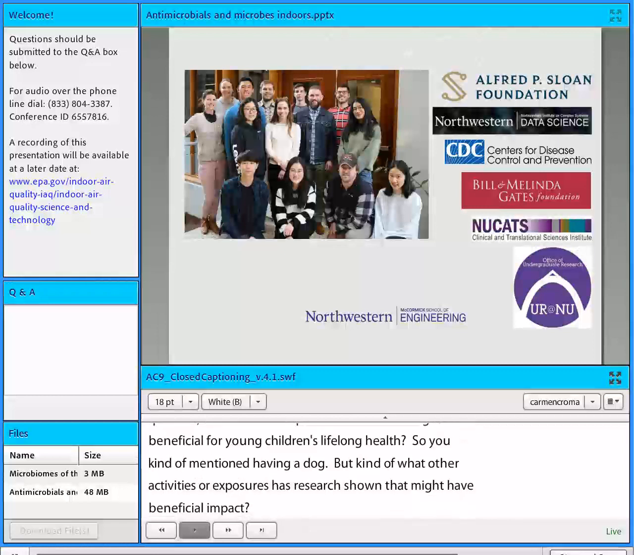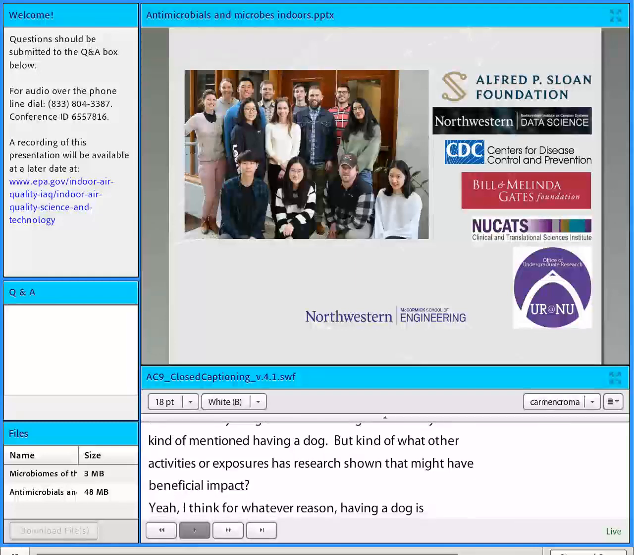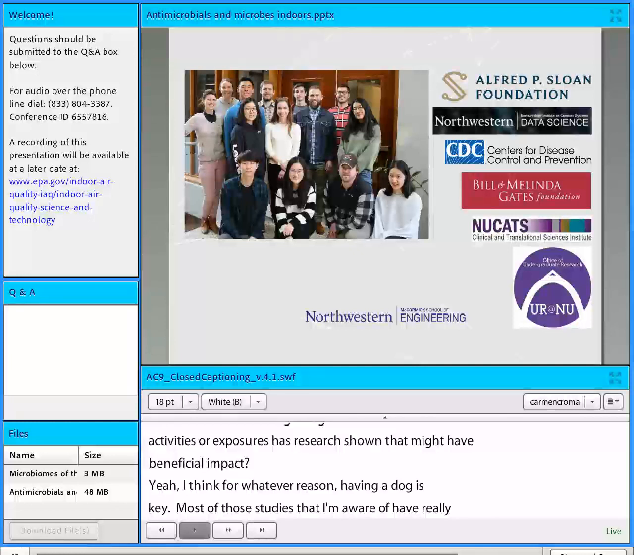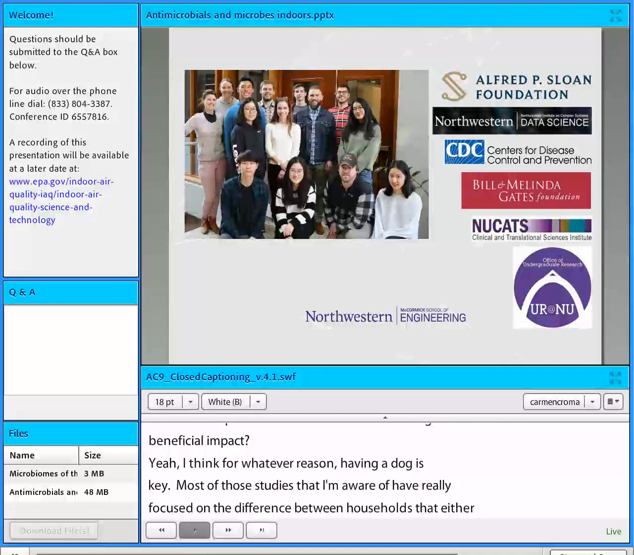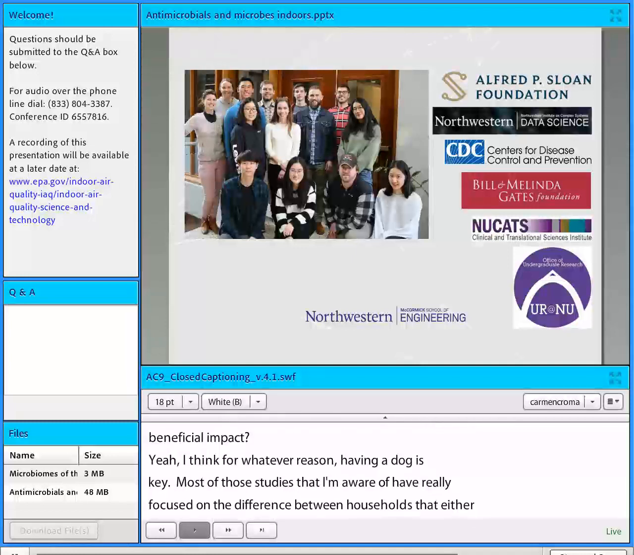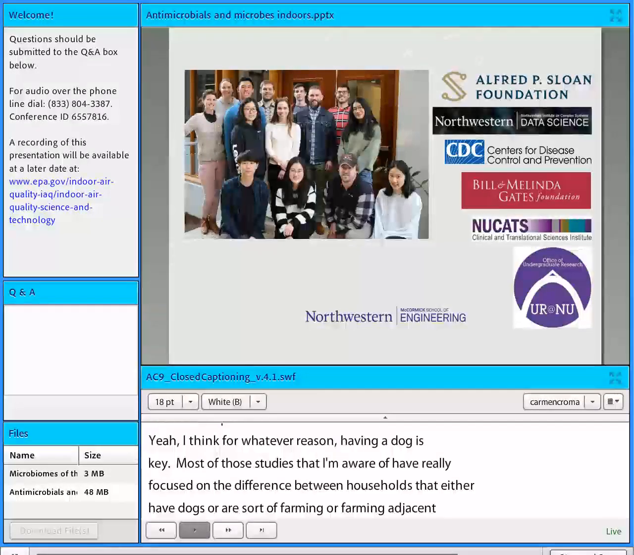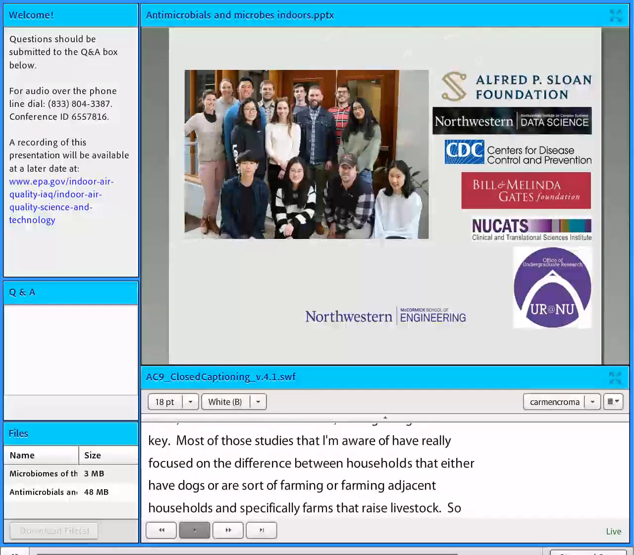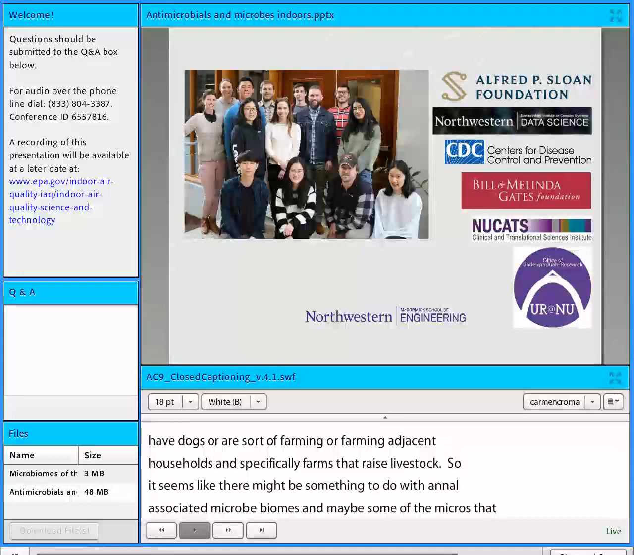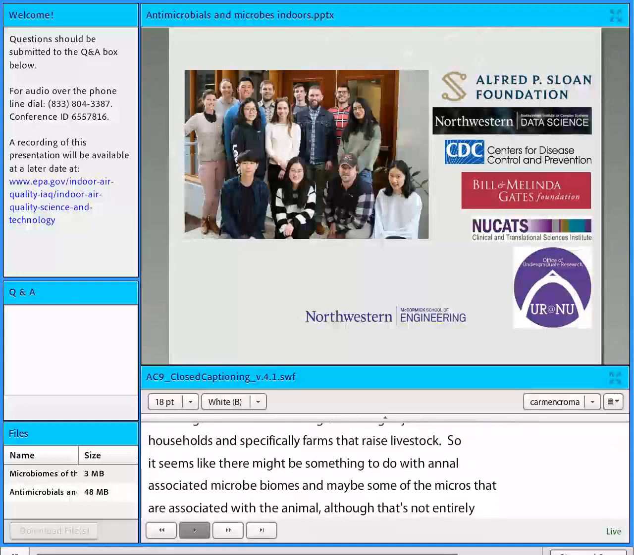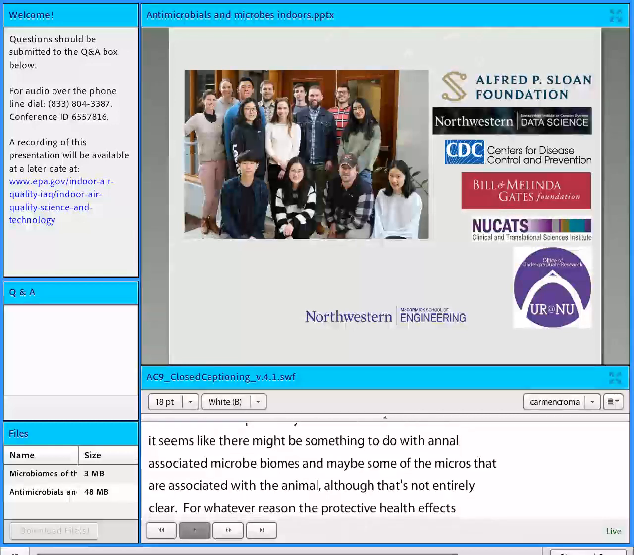Yeah, I think for whatever reason, having a dog is key. Most of the studies that I'm aware of have really focused on the difference between households that either have dogs or are farming or farming-adjacent households, and specifically farms that raise livestock. So it seems like there might be something to do with animal-associated microbiomes and maybe some of the microbes that are associated with those animals, although that's not entirely clear. And for whatever reason, the protective health effects don't hold for cats. So sorry for all the cat people out there.